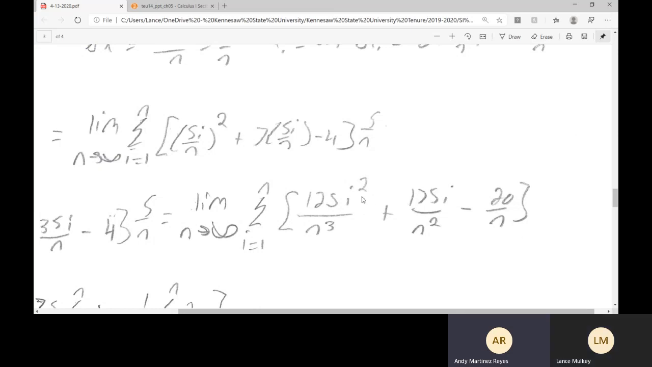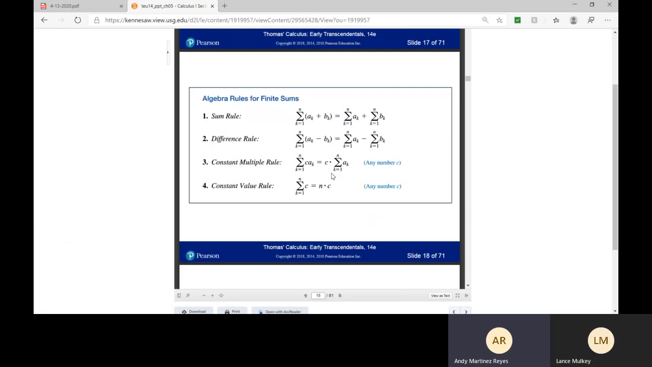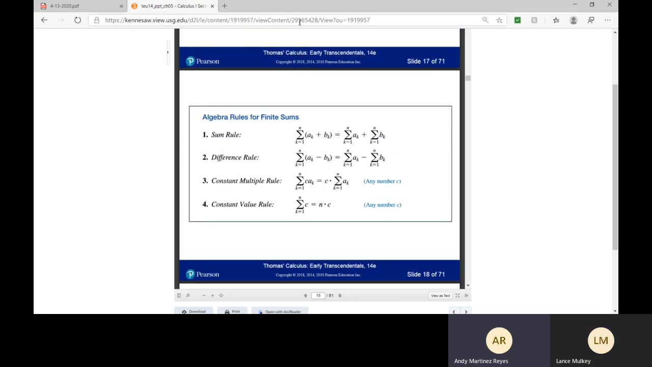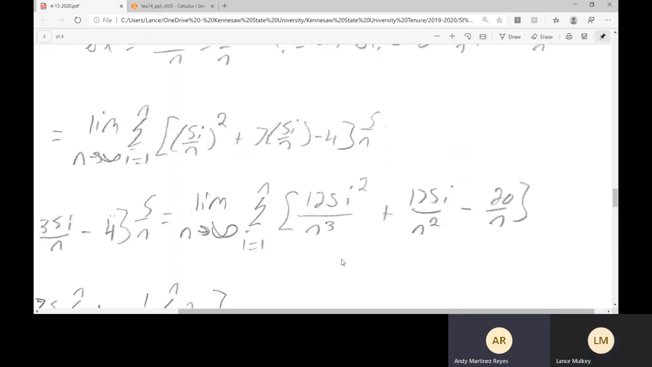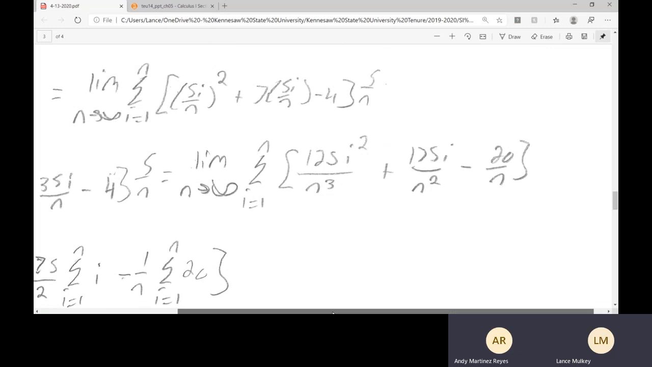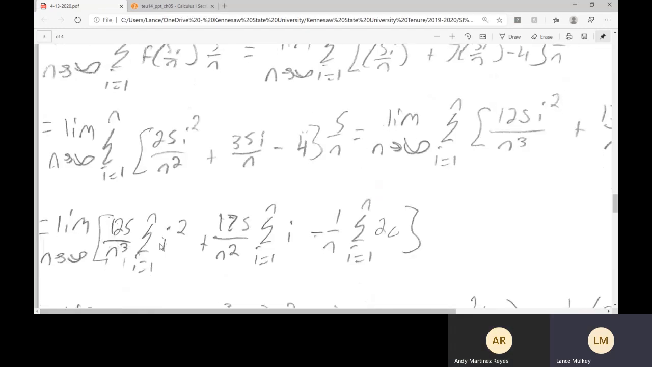Can I pull out one of the n's? Well, yeah, but what do you do with this first? Separate each one, the limit of one plus the limit of the other. Or you don't have to do the limit, you just distribute the sigma first. And I went ahead and pulled out the constant and the n too, because I was trying to save space.